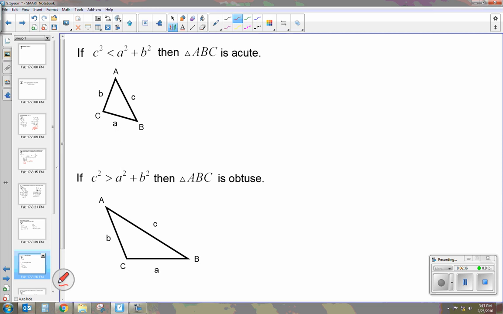Now that we know we can find out if we have a triangle, we're going to find out if our triangle is acute, obtuse, or right. To do that, if our c squared is less than our a squared plus b squared, we know that our triangle is acute. This means that all of the angles in our triangle are less than 90 degrees. If our c squared is greater than our a squared plus b squared, the triangle is obtuse, which means one of our angles is greater than 90 degrees. If our c squared equals a squared plus b squared, we simply have a right triangle.